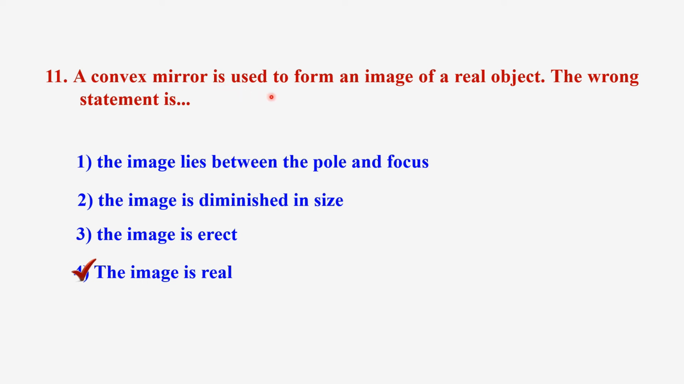A convex mirror forms only virtual images. So the image lies between pole and focus, the image is diminished in size and the image is erect. These are the correct statements regarding a convex mirror. Only the one, the image is real, is the wrong statement. Okay, next one.